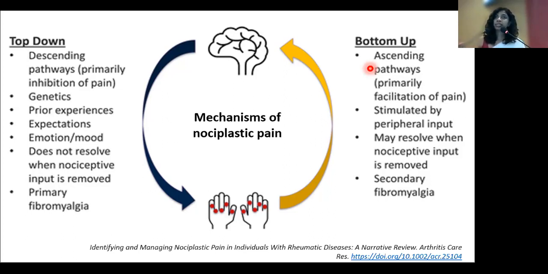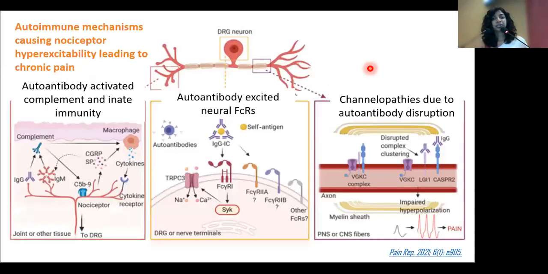So this is what we usually see in secondary fibromyalgias, and it's often a combination of all these that happen in secondary fibromyalgias that we see in rheumatic diseases. In addition to that, there is thought to be an autoimmune mechanism that contributes to chronic pain in rheumatic diseases. There is autoantibody activated complement and innate immune system that leads to cytokine release that facilitates the peripheral sensitization. And there are also changes that happen due to these autoantibodies in the central sensitization.